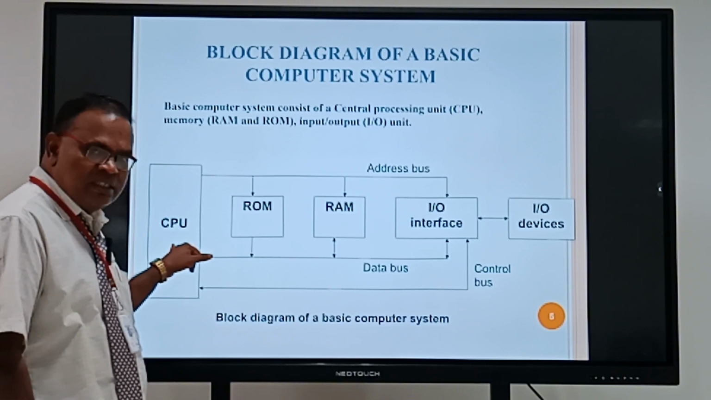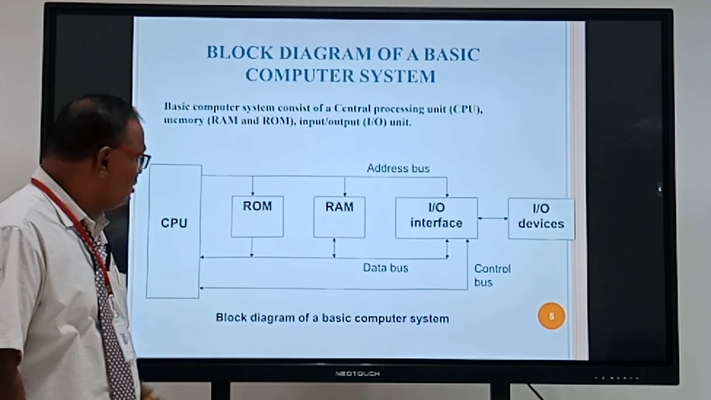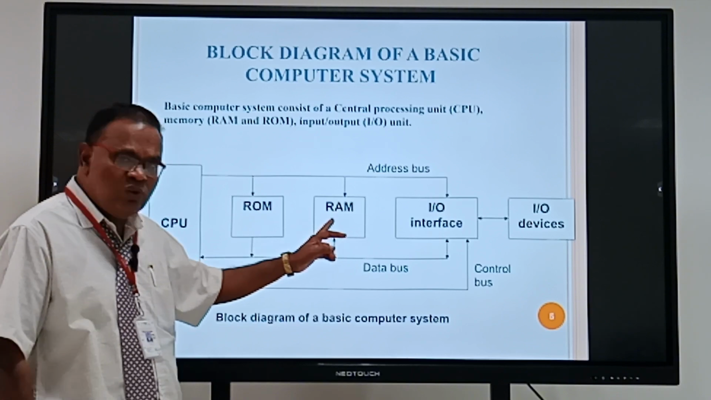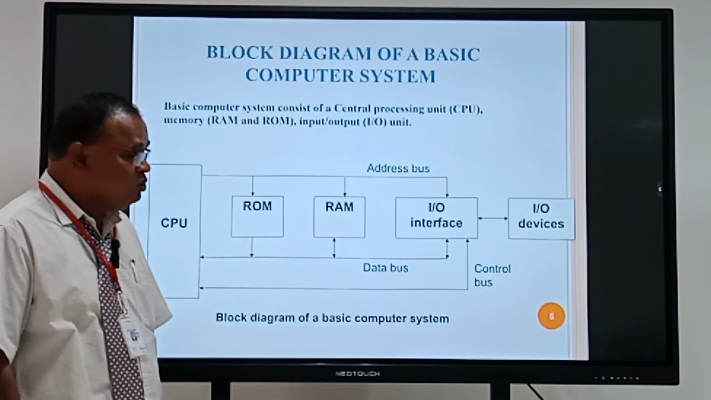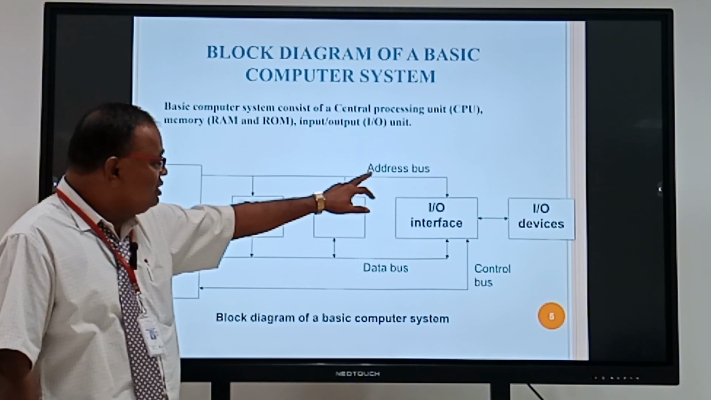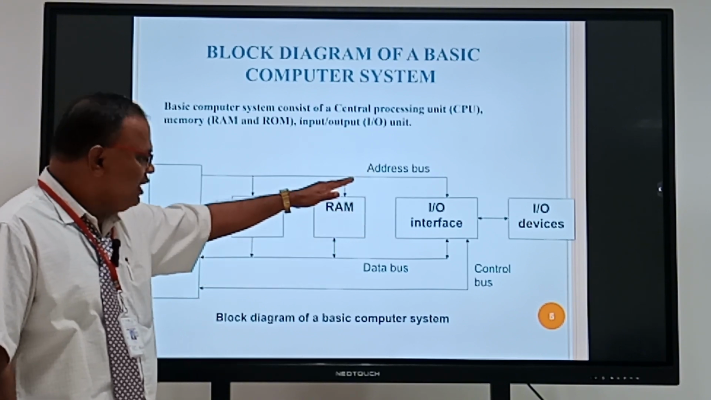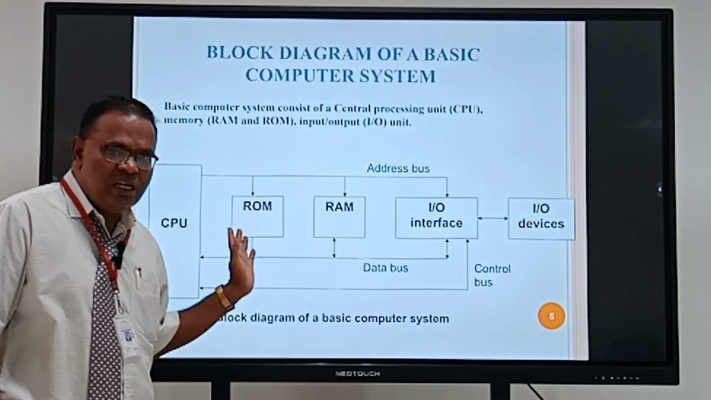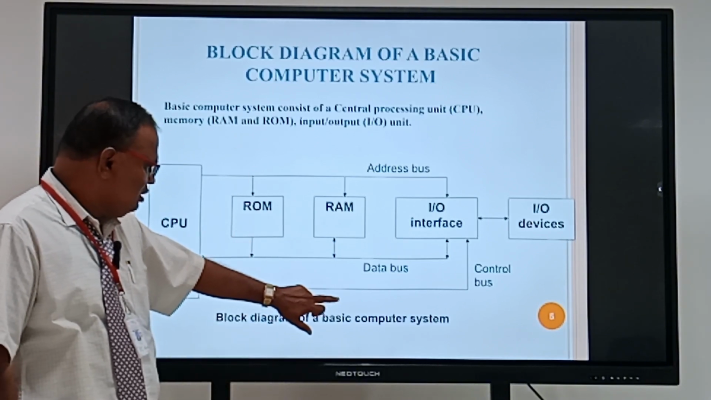The inputs are the central processing unit, ROM device, RAM device, interfacing device, and input output devices. ROM is read-only memory and RAM is random access memory. ROM is used only to read the data, and RAM is used to read and write the data. At the same time, we are using the address bus and data bus. The address bus communicates between the microprocessor and the interfacing devices. That is unidirectional. The data bus is bidirectional. It communicates between the input devices and the microprocessor. This is the basic block diagram of the computer system.